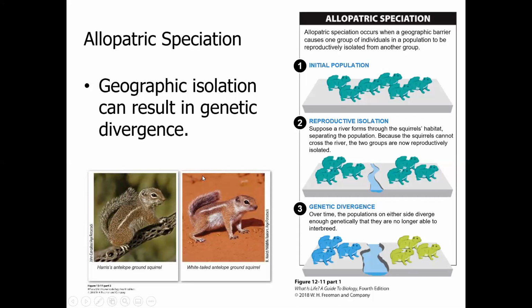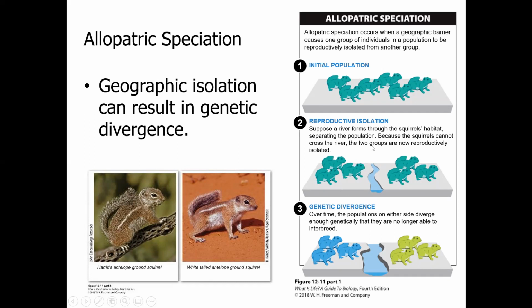So at the bottom here, we have two different types of ground squirrels, two different species, but ultimately they were once one population of the same species. So here on the right, we have our initial population of ground squirrels, but we have reproductive isolation through a physical barrier. That physical barrier is a river forming. So over hundreds or thousands of years, that river forms through the habitat that the squirrels live in, and ultimately the squirrels can't cross over the river.